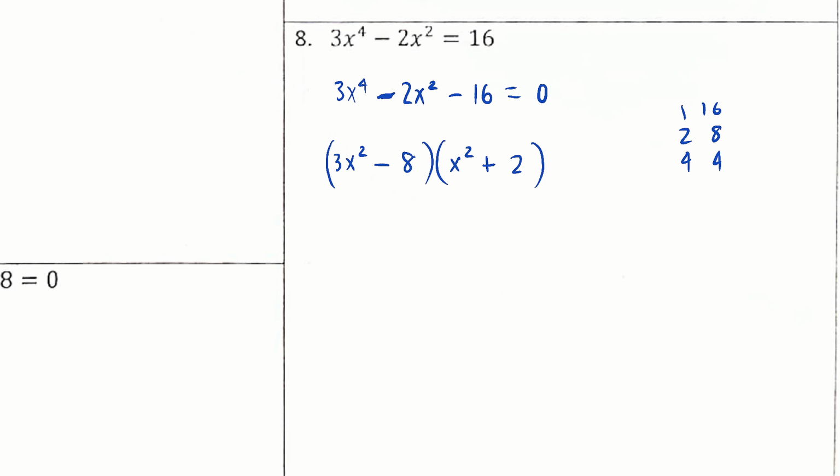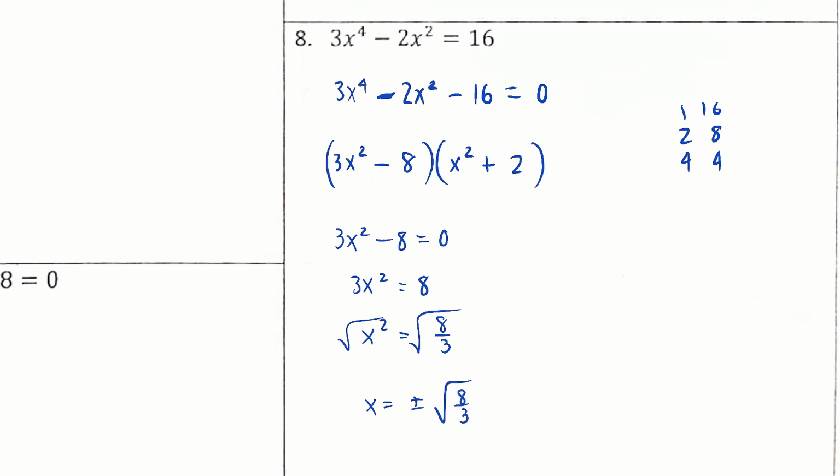Since I got them down to x squared, I'm going to set them equal to 0 and solve. Add 8. Divide by 3. Take the square root. So x equals plus or minus the square root of 8 over 3. I'm not even going to ask you guys to reduce that. Okay? I'm just not going to.